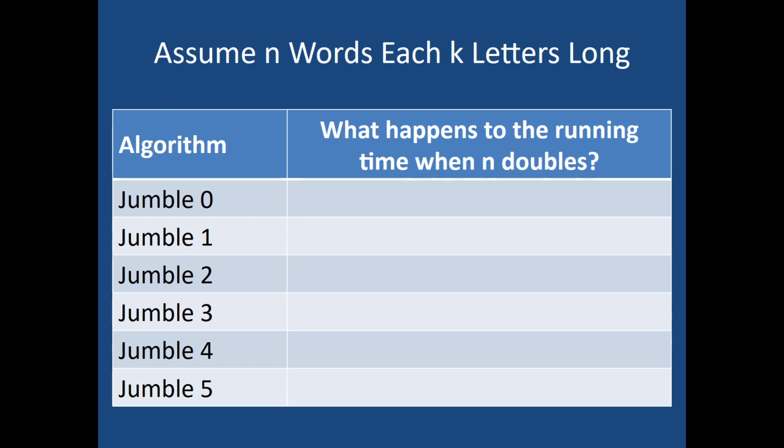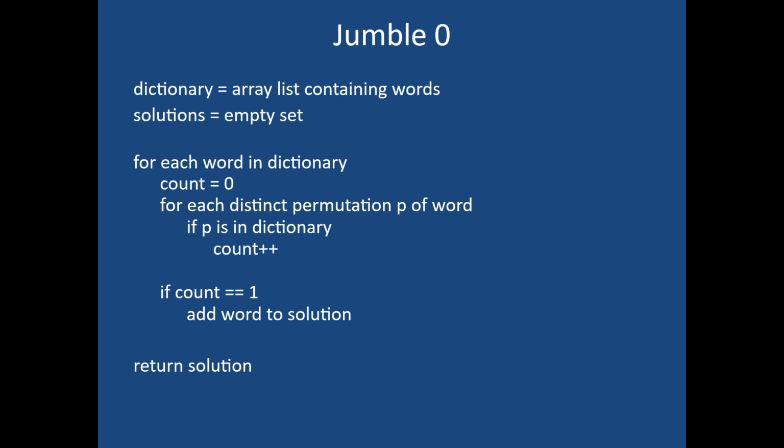All right, so let's start with Jumble 0. There's the algorithm. Suppose that our dictionary was of length n and it became length 2n. How would that affect the running time of the algorithm? Double the length of the input, what will happen to the running time? It'll quadruple. Okay, he says it'll quadruple. Anyone have a different answer? Okay, someone else tell me, why would it quadruple?